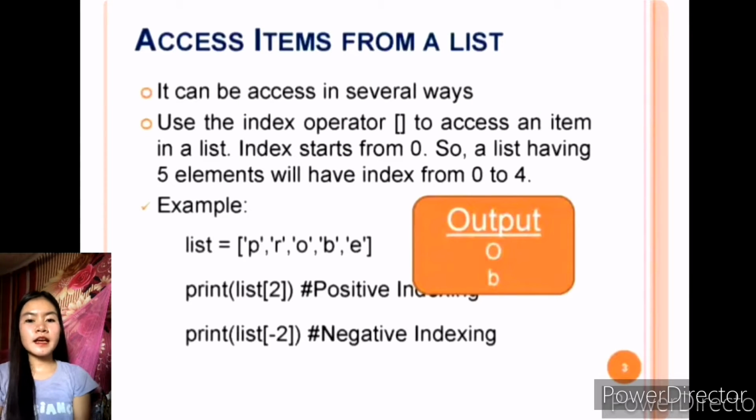Next is access items from a list. It can be accessed in several ways. Use the index operator, brackets, to access an item in a list. Index starts from 0, so a list having 5 elements will have index from 0 to 4. So, example. So as you can see naman, nasa baba yung example.